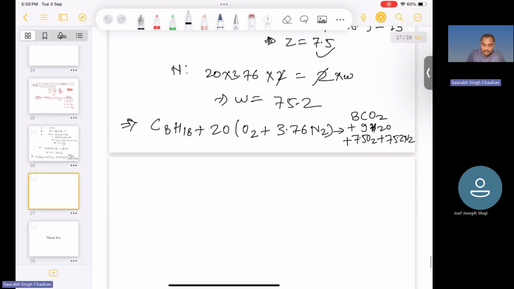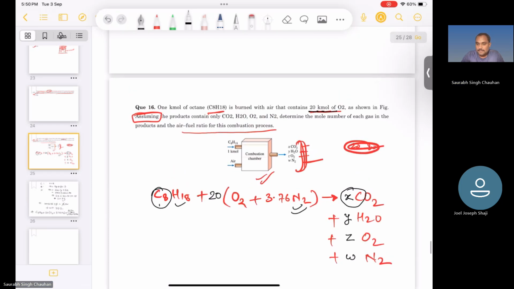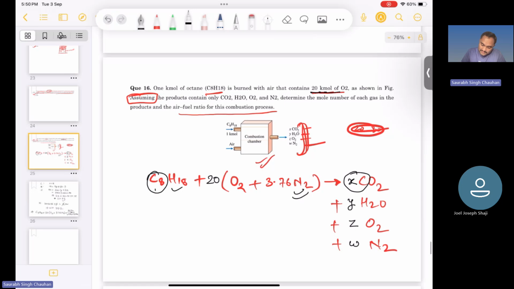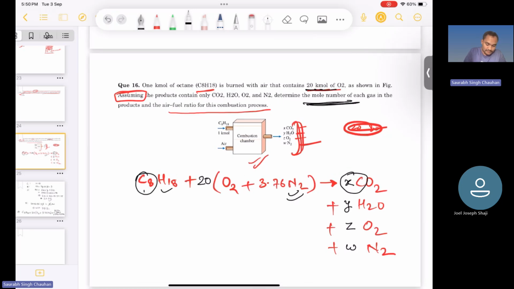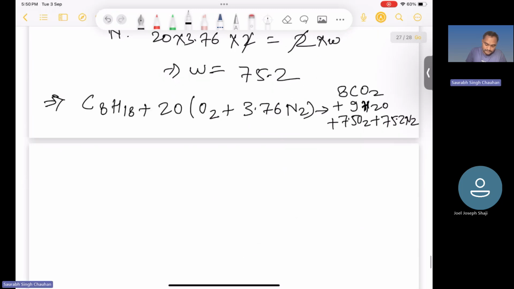So now we have the balanced equation, and what did we have to find? We have to find the number of moles of each gas. Okay, so we have found the number of moles of each gas, and the air fuel ratio we have to find. What is the air fuel ratio?